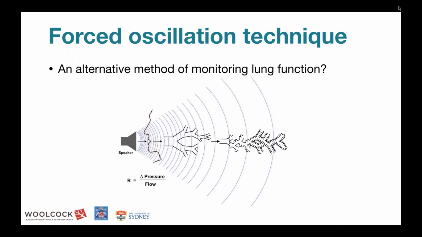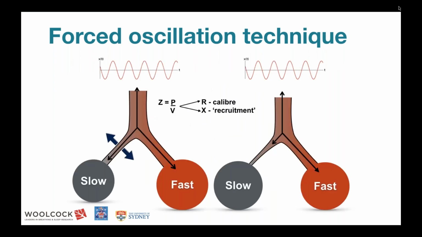The most common oscillatory frequency is around 5 to 8 hertz. And at that frequency, the predominant property of the lung we're looking at is resistance. So we choose that frequency for a particular reason. So what are we measuring with forced oscillation technique?